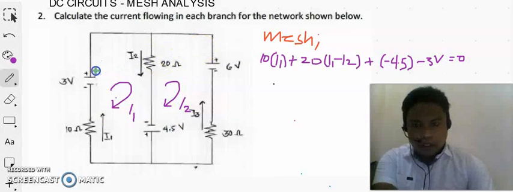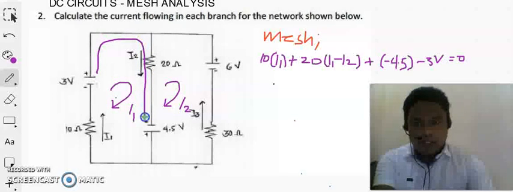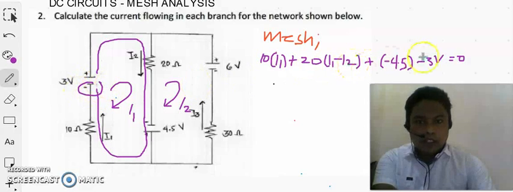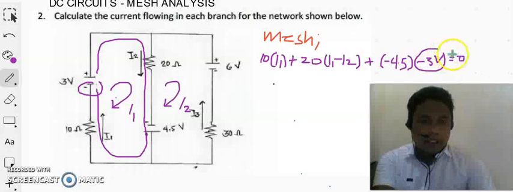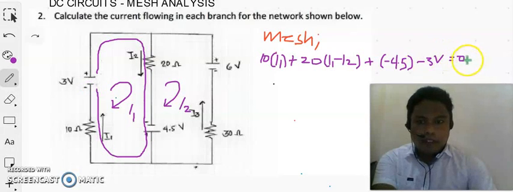I repeat, you entered the loop at a positive terminal, then it passes through the negative polarity of 4.5 volts. That is why this is negative. Then you enter a positive, and end with the negative polarity of 3 volts. That's why it has negative 3 volts.